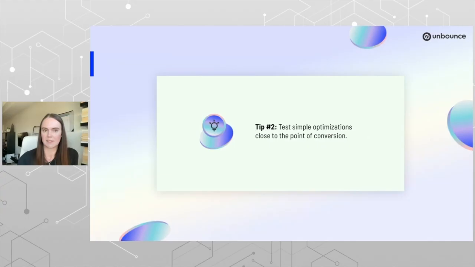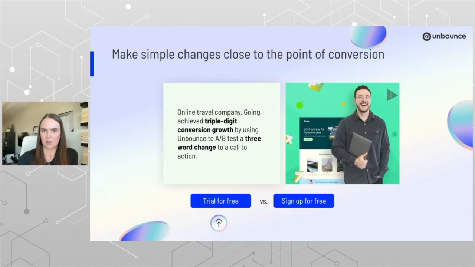Our second tip is that sometimes the simplest optimizations are closest to the point of conversion. So that's exactly what online travel company Going did, starting with a 3-word change to their call to action. So on Going's landing page, they tried out 2 different CTAs, sign up for free versus trial for free, which is changing only 3 words.